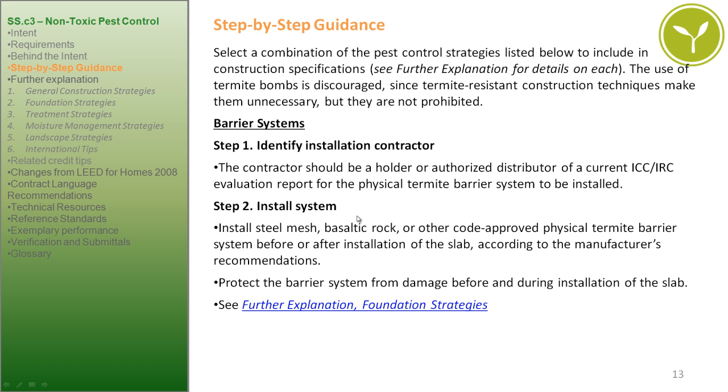Barrier systems. Step 1. Identify installation contractor. The contractor should be a holder or authorized distributor of a current ICC or IRC evaluation report for the physical termite barrier system to be installed. Step 2. Install system. Install steel mesh, basaltic rock, or other code-approved physical termite barrier system before or after installation of the slab, according to the manufacturer's recommendations.